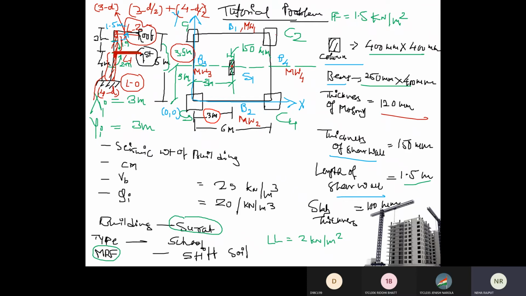Right? But if any of two elements, instead of 400 by 400 for C1 and C3, and this C4, C2 and C4, if I change the cross section like this, by changing the dimension to 600 by 300 at both the sides, your center of stiffness will not be the same as the earlier one.